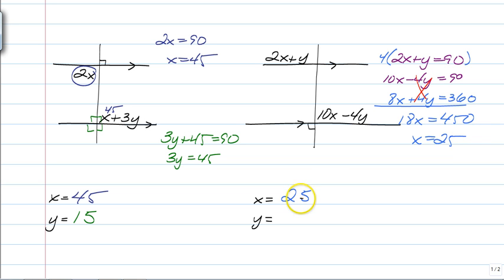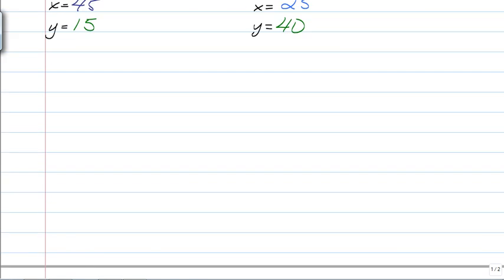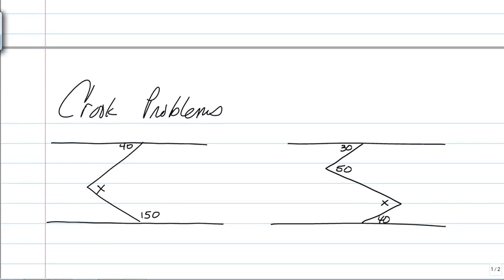Now that we know that x is 25, we can substitute that back into one of our original equations. Again, it doesn't matter which one. So I'm going to go with 2 times 25 plus y is equal to 90, which means y is equal to 40. Okay, so if you got 25 and 40, then you successfully solved the system all on your own. Good job.